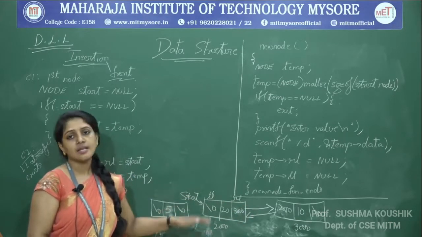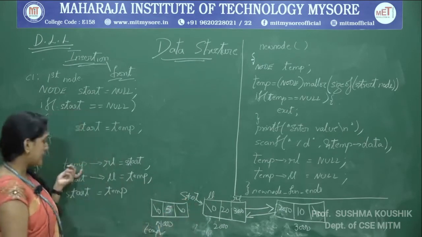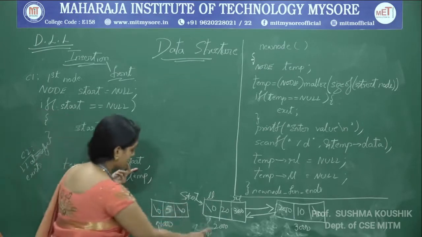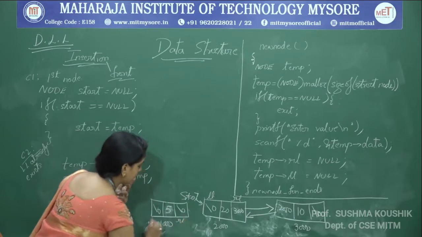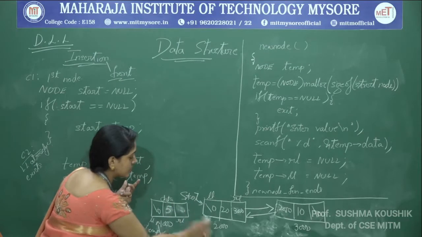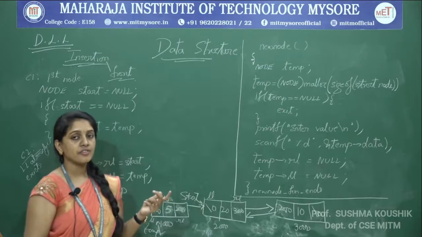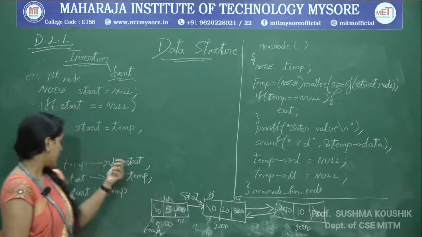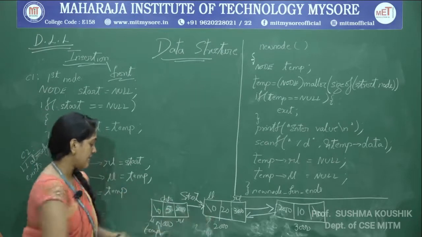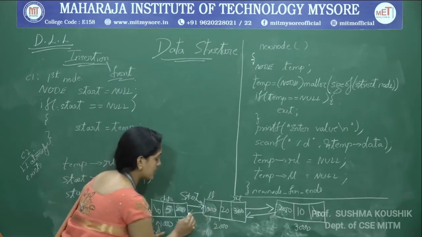As we discussed, there is no need of taking one more additional pointer over here. Temp is ready with us. Temp of RL is equal to start. Start is having 2000. One link is established. We have to establish one more link now. Start of LL is equal to temp. Temp is having 1000. So one more link is also established.